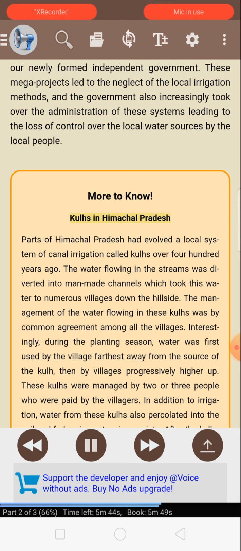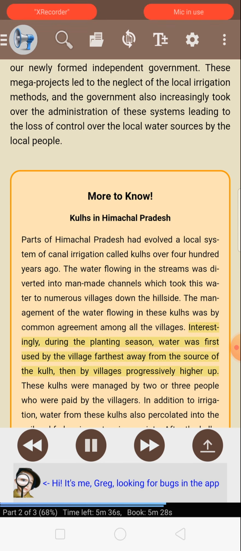More to know. Kuhls in Himachal Pradesh. Parts of Himachal Pradesh had evolved a local system of canal irrigation called Kuhls over 400 years ago. The water flowing in the streams was diverted into man-made channels which took this water to numerous villages down the hillside. The management of the water flowing in these Kuhls was by common agreement among all the villages. Interestingly, during the planting season, water was first used by the village farthest away from the source of the Kuhl, then by villages progressively higher up.